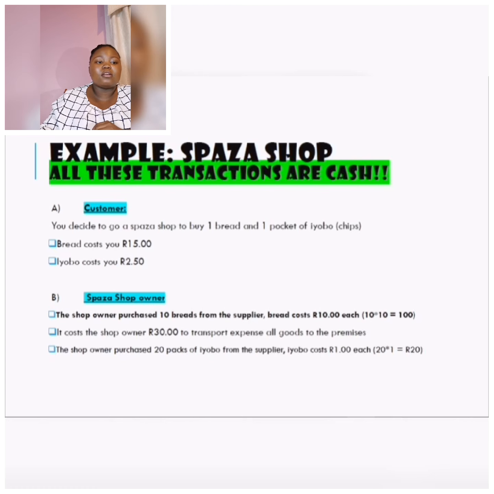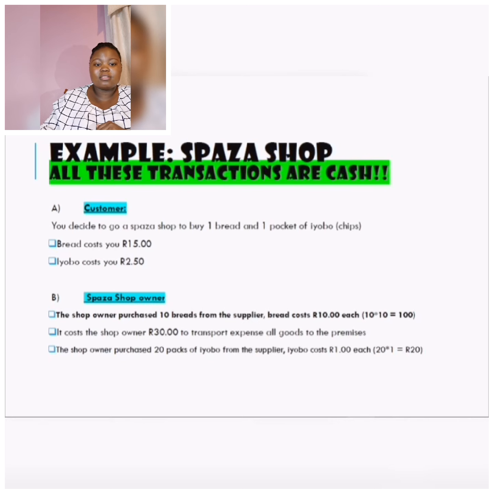For explaining, the shop owner obviously isn't going to buy just one bread and then sell it to you. He would buy many items so that he can sell to more customers. So he bought 10 breads, and here are the costs, and then obviously there are traveling costs. If you have seen many spaza shops, the bakers deliver their bread to the spaza shops, so obviously you need to pay for that. They don't deliver for free.